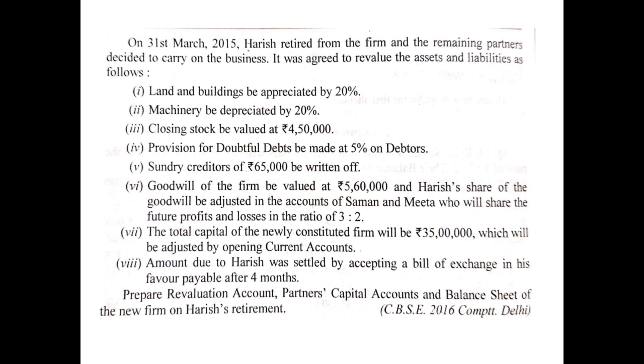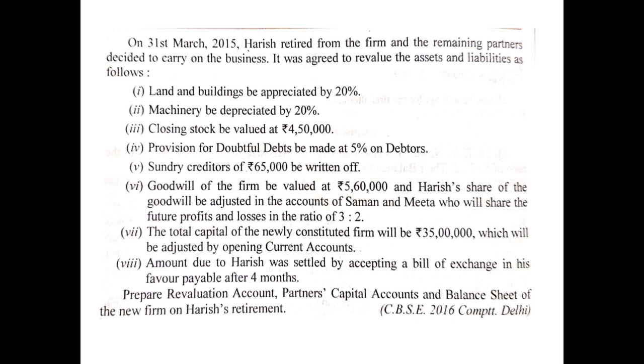Then goodwill of the firm is to be valued at 5,60,000 and Harish's share of the goodwill be adjusted in the accounts of Saman and Meeta, who will share the future profits and losses in the ratio of 3:2. So that means the firm's goodwill is 5,60,000. You have to take out the share of Harish, which is 3/7, and that share of goodwill of Harish, the retiring partner, will be contributed by Saman and Meeta in the gaining ratio.